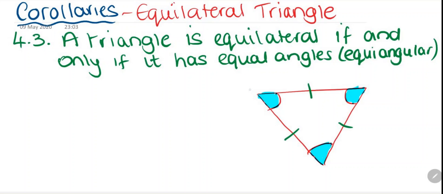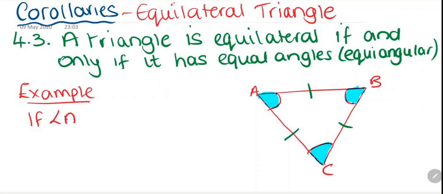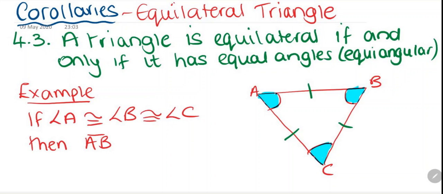So we'll label this A, B, and C. So our example, if we say angle A is congruent to angle B, and it's also congruent to angle C, then we can say that the segment AB is congruent to BC and it's congruent to CA.